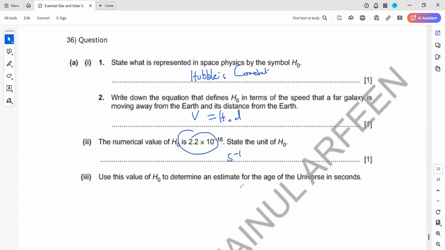Is it kilometer per second? No, this is second inverse only. The unit of the Hubble constant is second inverse. Then use this to determine the age of the universe in seconds. The age of the universe is the reciprocal of the Hubble's constant. So 1 over 2.2 into 10 to the power minus 18. The unit of the Hubble's constant is second inverse.